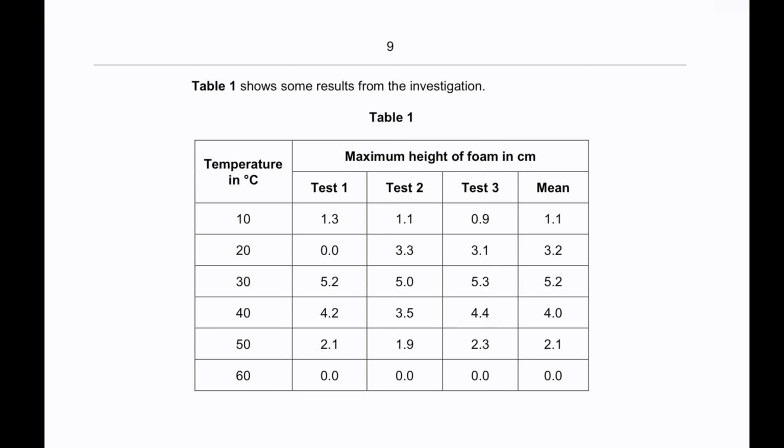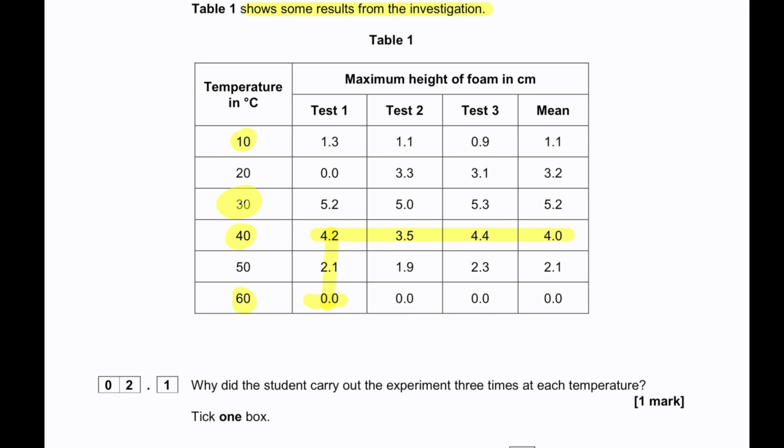Table 1 shows some results from the investigation. From 10 up to 60 degrees Celsius, we can see the activities. If we notice, as the temperature increases above 30 to 40 degrees Celsius, we can see the maximum height of the foam has decreased consistently after that. That means the enzyme is getting denatured or destroyed, which is why it's not working anymore. So it works much better at 30 degrees Celsius.